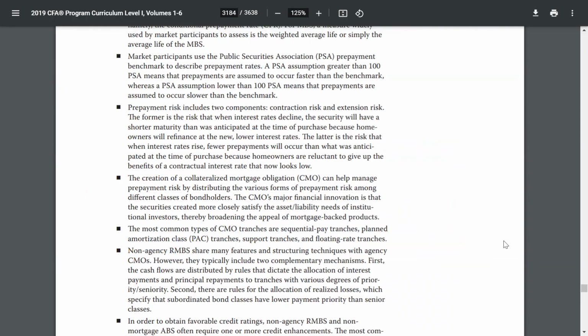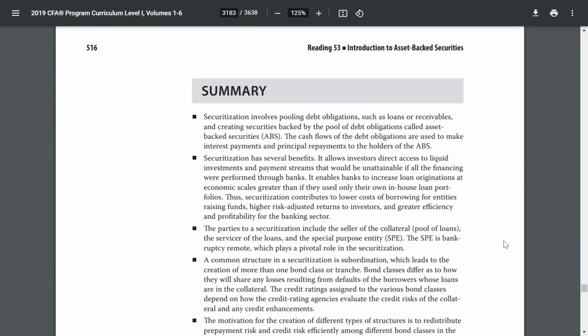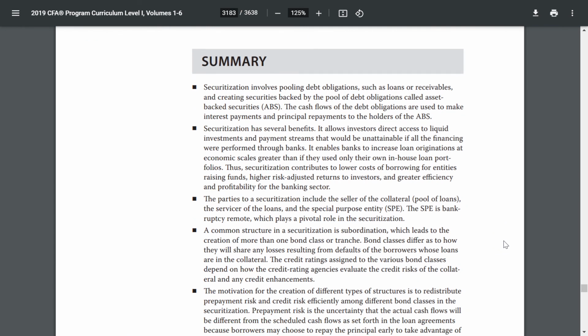Summary. Okay, let's get into the summary. Securitization involves pooling debt obligations such as loans and receivables and creating securities backed by the pool of debt obligations, called asset-backed securities. The cash flows of the debt obligations are used to make interest payments and principal repayments to the holders of the ABS.